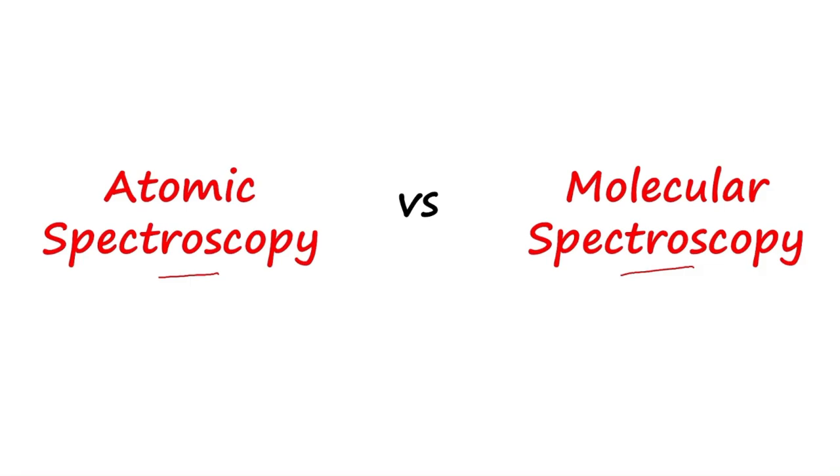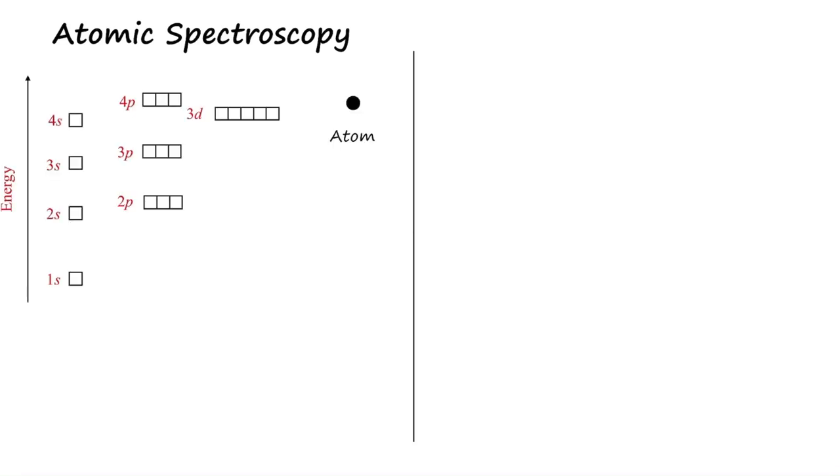Let's start with atomic spectroscopy. In atoms, electrons occupy well-defined orbitals such as s, p, d, and f. These energy levels are extremely sharp because atoms have no chemical bonds, no molecular vibration, and no rotation. That means their transitions are purely electronic. Electrons simply jump between these discrete orbital energies. So atomic spectroscopy examines the most fundamental electronic structure of elements without any of the complexity of molecular bonding.